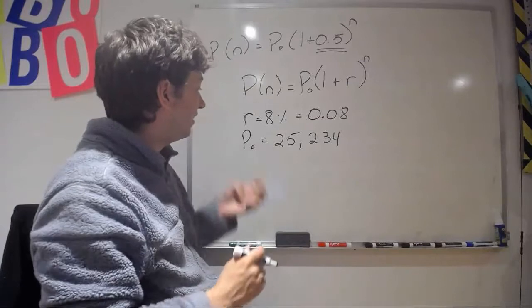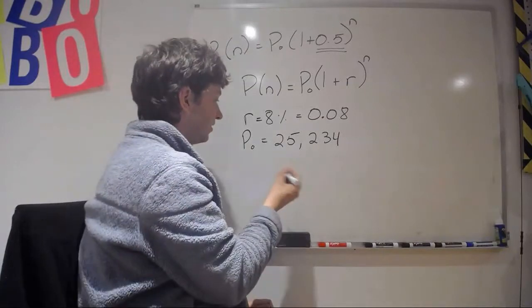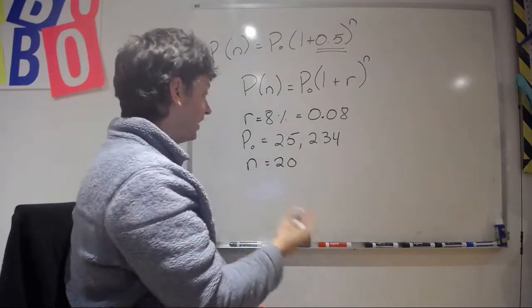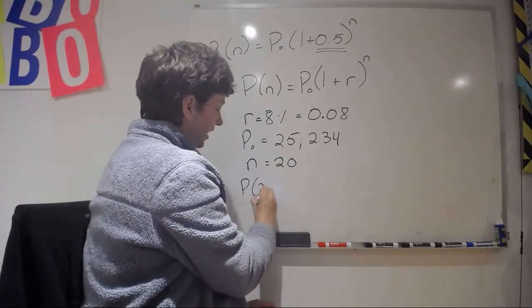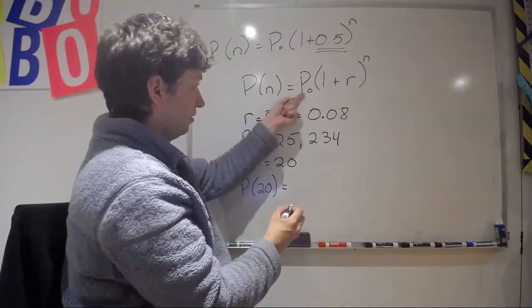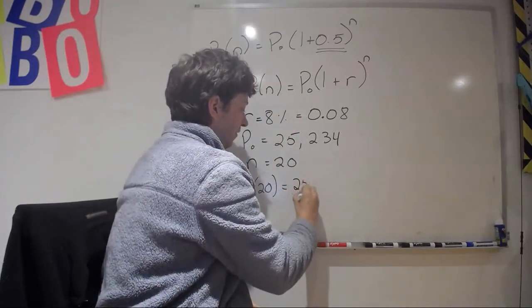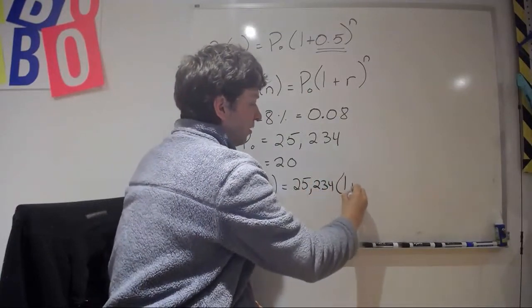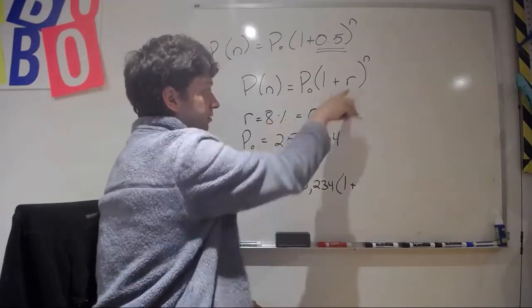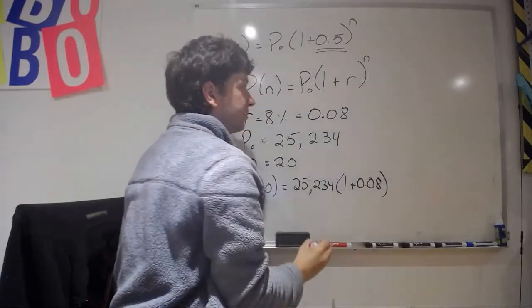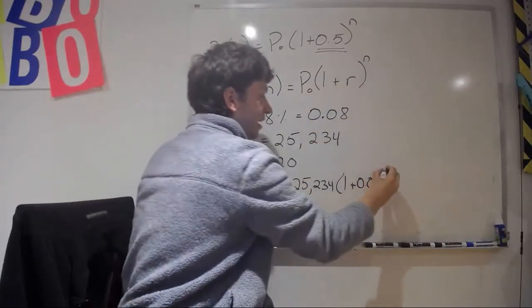Well, we already have that formula. Now 20 years, that would be our cycle. So n equals 20. So we can actually calculate that. P, the population after 20 years, is our initial amount, P naught, which is 25,234, multiplied by 1 plus our rate, R, 0.08, all to the power of how many cycles we have? 20.